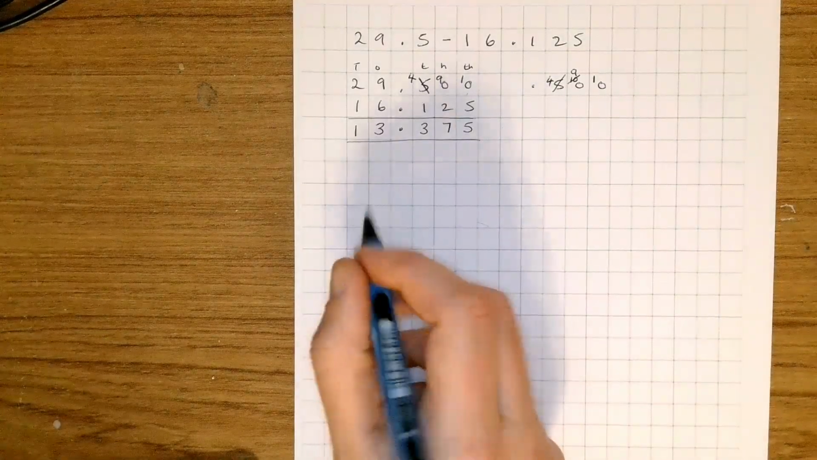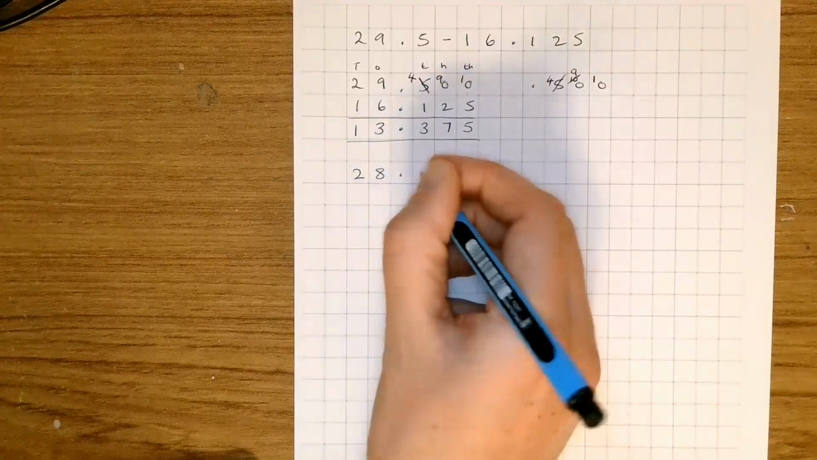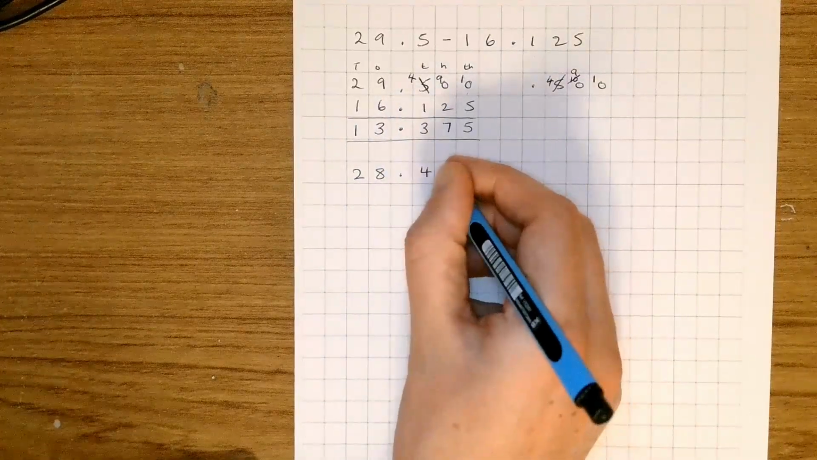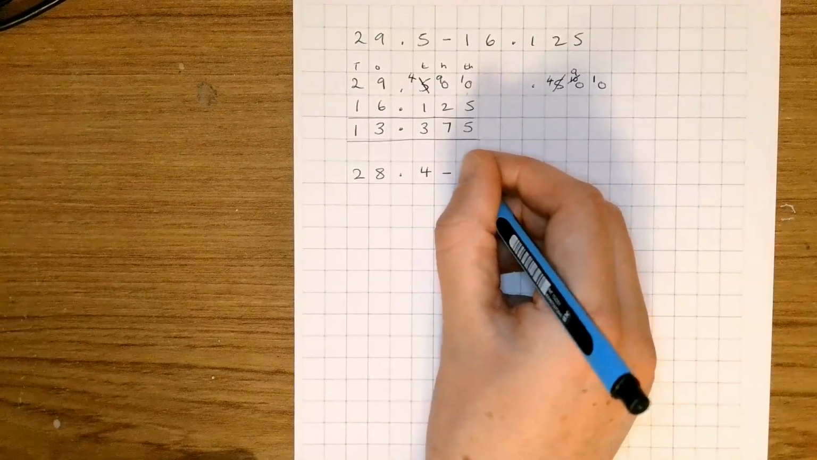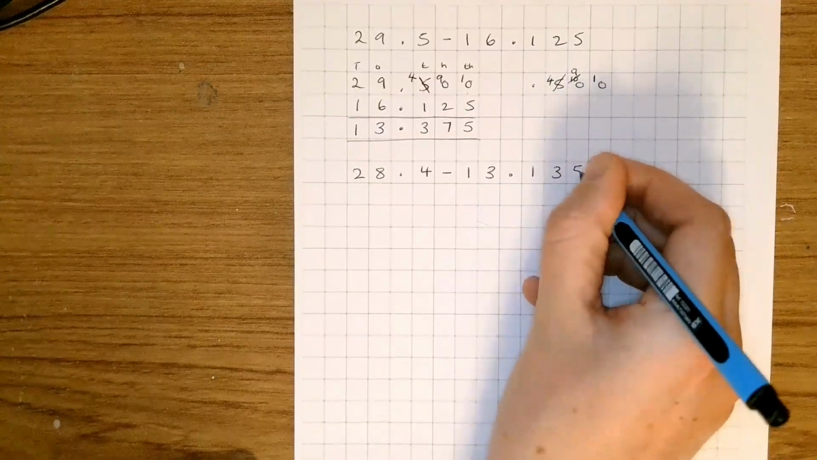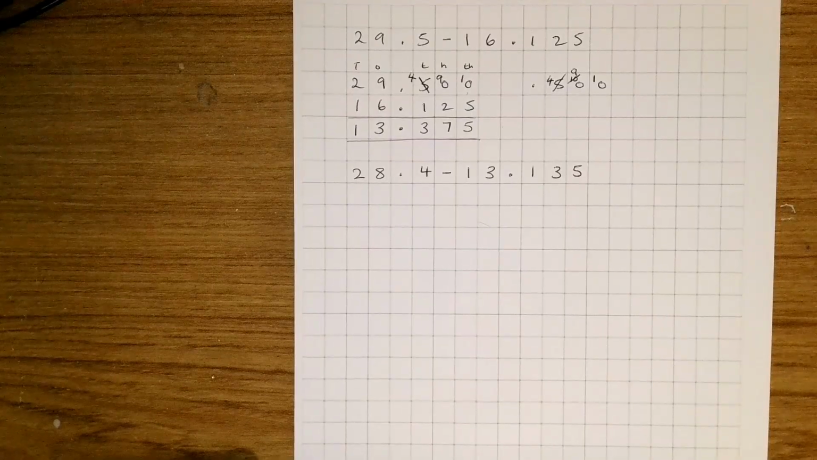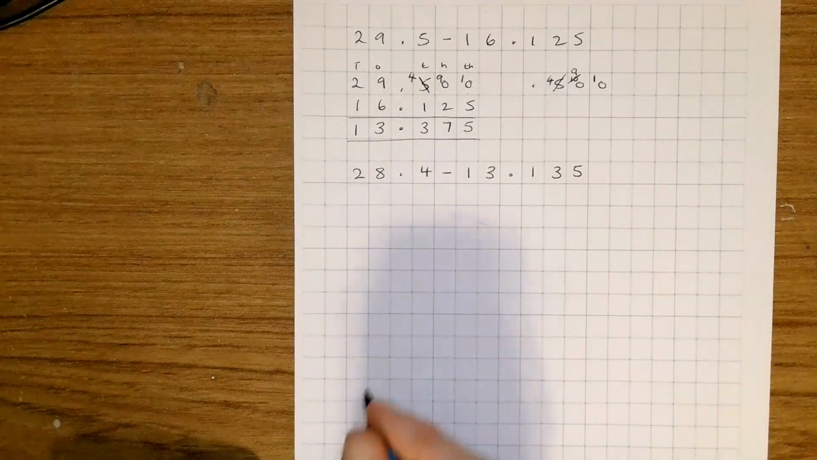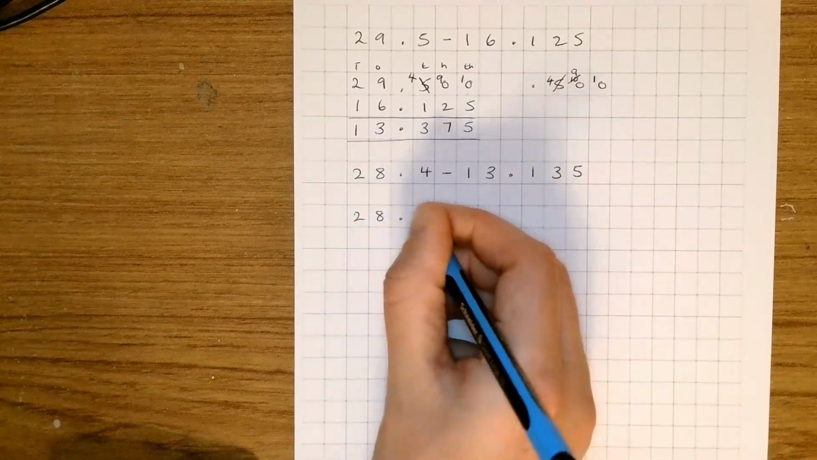We're going to do, I'll use similar numbers. So we'll do 28.4 take away, let's have a similar number. Let's do 13.135. There you go. Okay, so if you'd like to have a go, pause the video. Okay, so if you had a go on your own, brilliant, well done. I'm really pleased you're trying before me, so let's have a go.